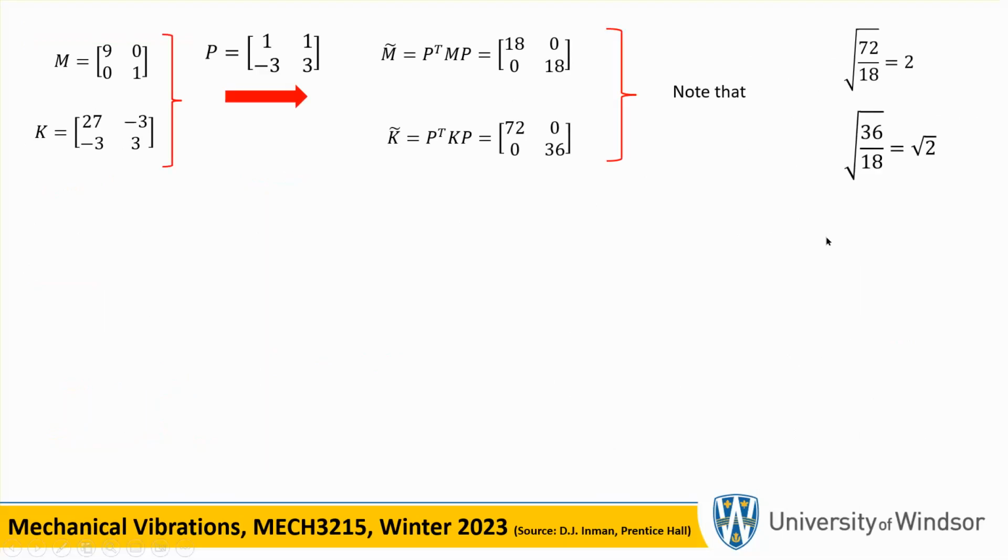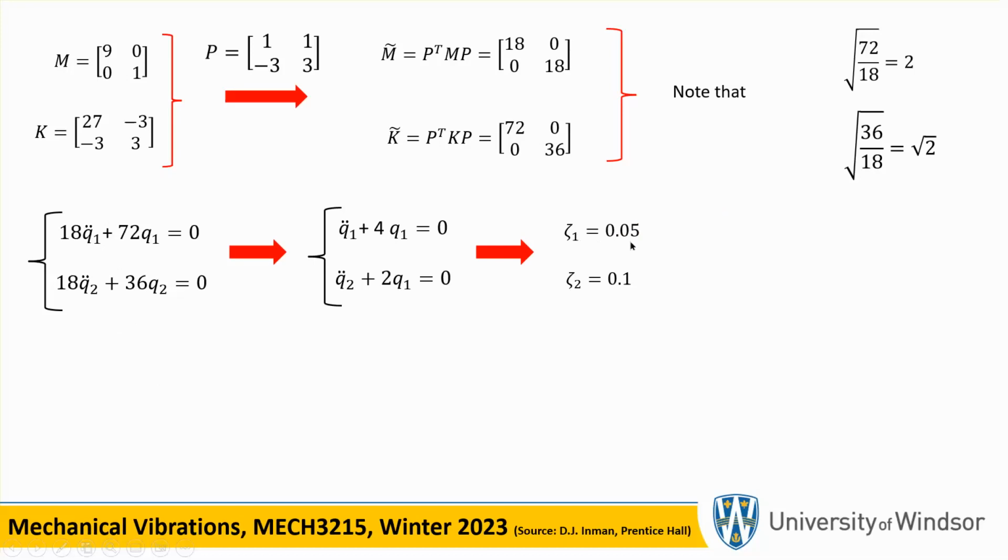Now, just keep in mind, in passing, that if you take the square root of 72 over 18, you're going to get the first natural frequency. If you take the square root of the ratio of 36 over 18, you're going to get root 2. These were the decoupled modal equations without any damping.